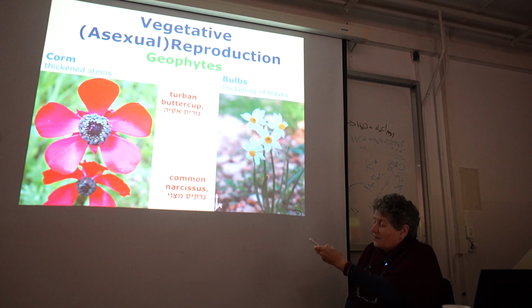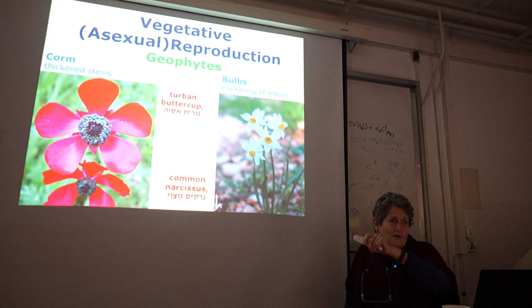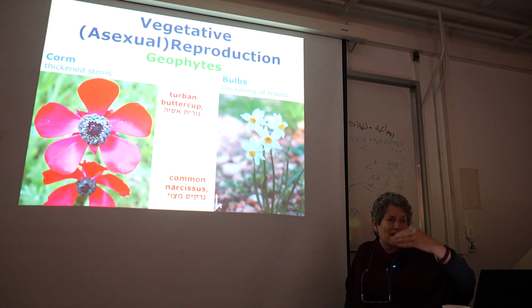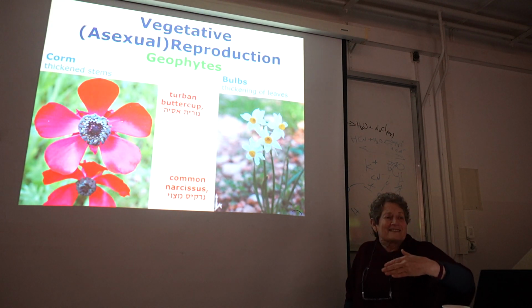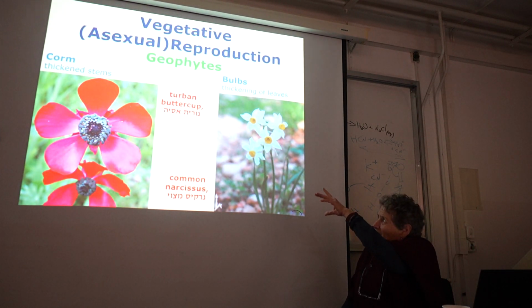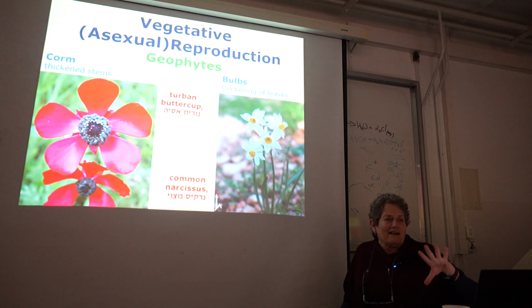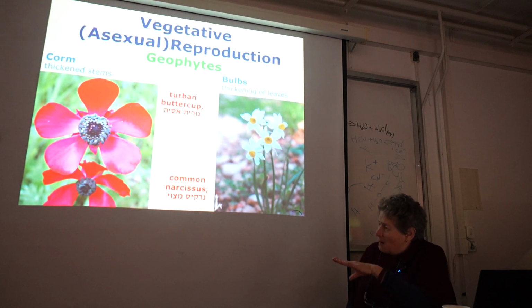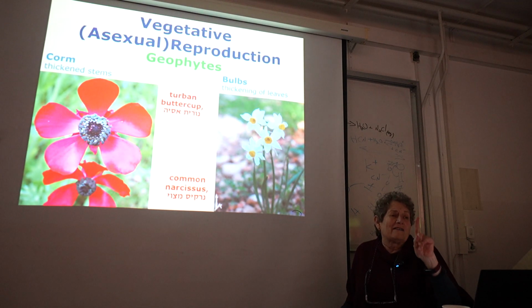In other words, in the case of the anemone, as I said, one of its relatives, the turban buttercup, is also going to be flowering. The red flowers have a sort of succession. The first ones to flower are the anemones, and then you have the buttercups, and then you have the poppies, and somewhere in the middle you also have the tulips.